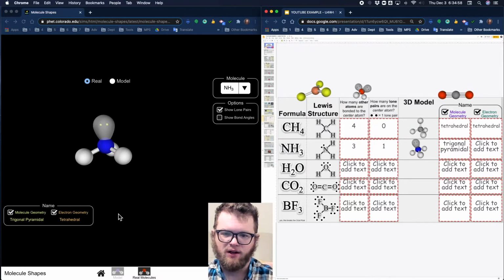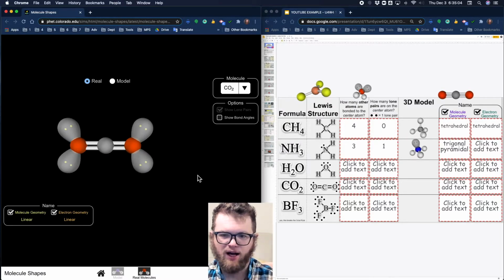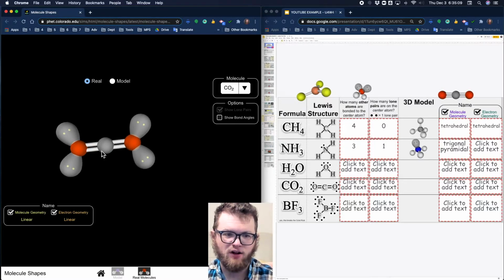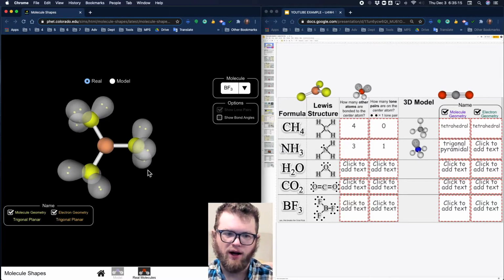CO2, and BF3. Careful with CO2 and BF3 because when it asks you to count how many lone pairs are on the center atom, we're counting the lone pairs that are on the center atom, not the lone pairs on the oxygens or on the fluorines, just the lone pairs on the center atom. Pause the video now and complete your table. Okay, let's get back to it.